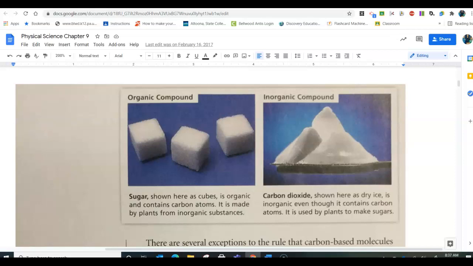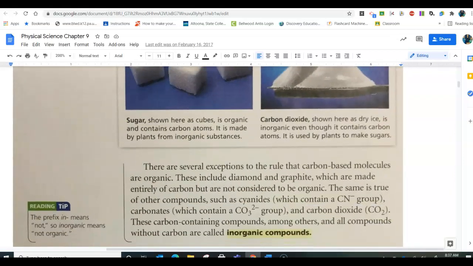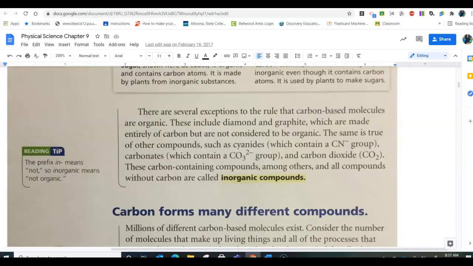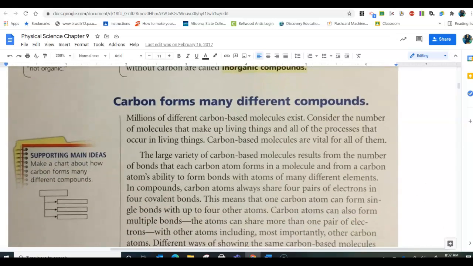Here's a real common organic compound, sugar. On the other hand, carbon dioxide, which is CO2, is not organic. Even though we breathe out carbon dioxide, it's not considered organic. Inorganic compounds are the ones that are not found in living things, whereas organic compounds tend to be your living things.